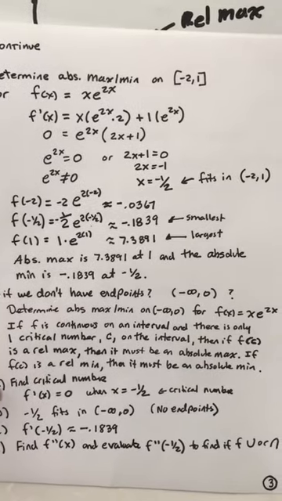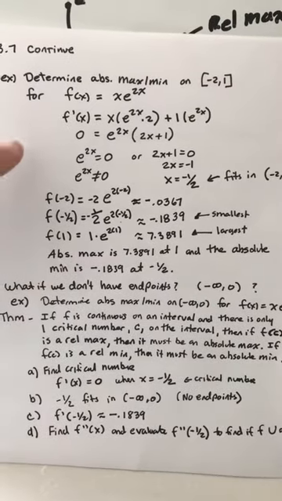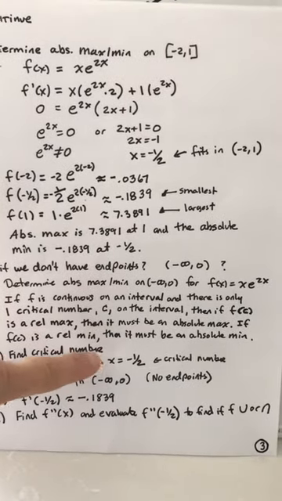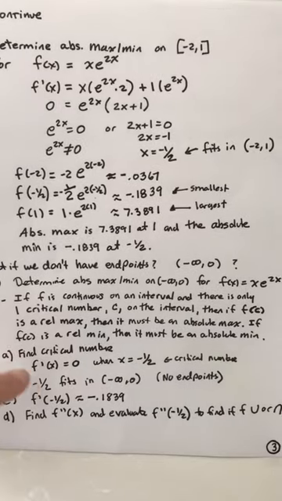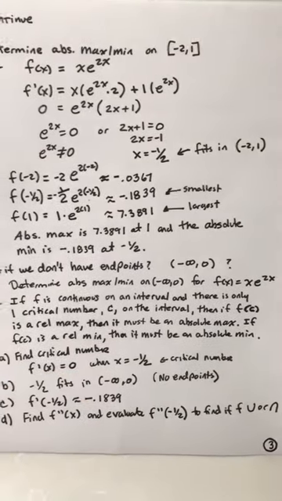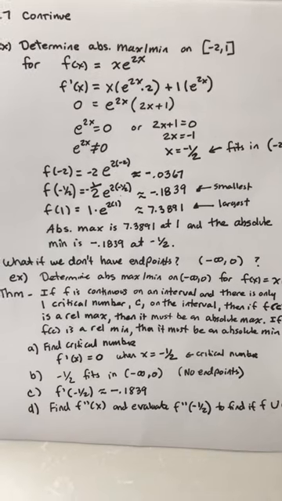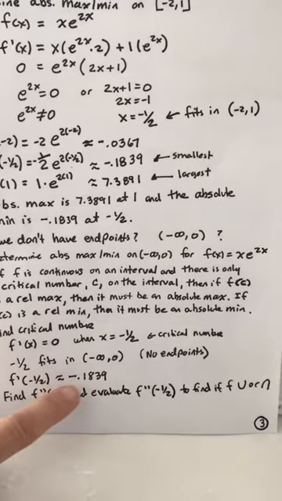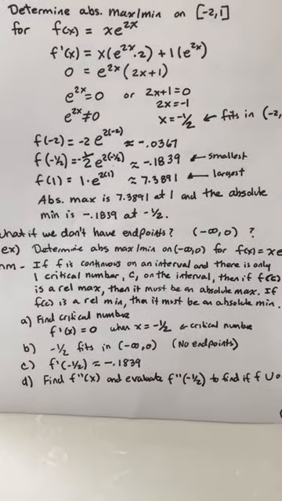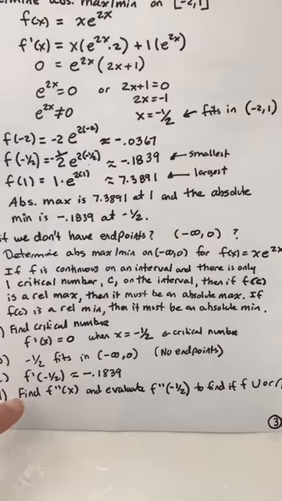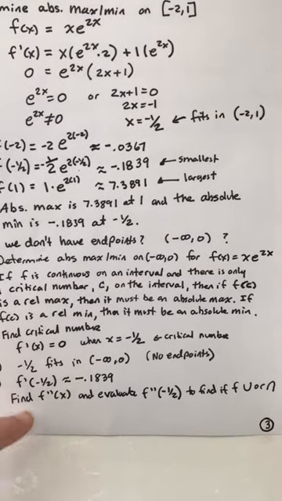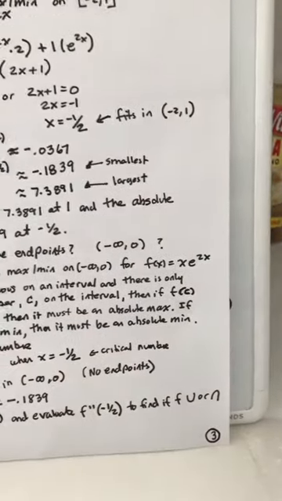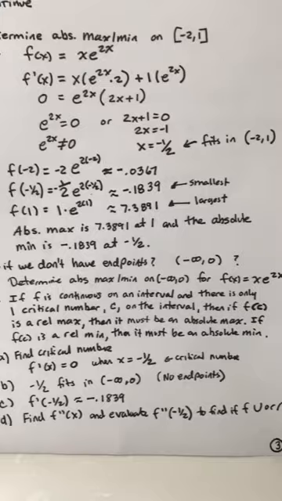The first thing we do is find the critical number, which we did earlier up here. We set f prime of x equal to 0, and we find the critical number to be x equals -1/2. Then we notice that -1/2 does fit in the open interval, and there are no endpoints. Next we evaluate f at that critical number and find it's -0.1839. Now we want to find f double prime of x and evaluate f double prime at -1/2 to find if f concaves up or down.